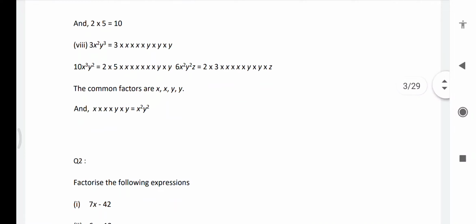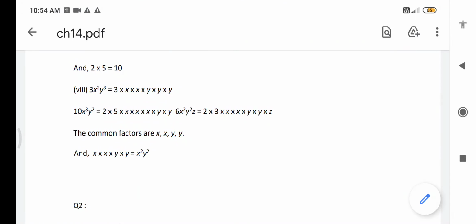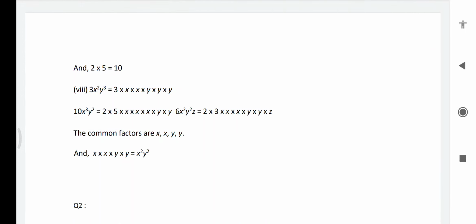Now last, 8 number. 3x square y cube. So we can write 3 multiply x 2 times multiply y 3 times. 10x cube y square. So we can write 2 multiply 5 multiply x 3 times multiply y 2 times. And 6x square y square z. So we can write 2 multiply 3 multiply xx multiply yy multiply z.